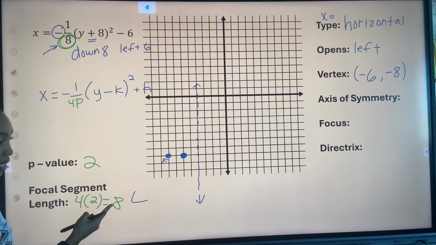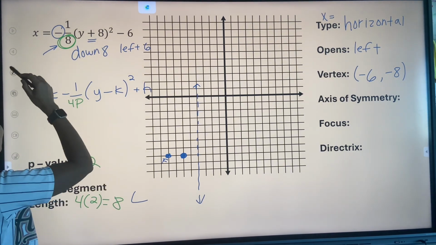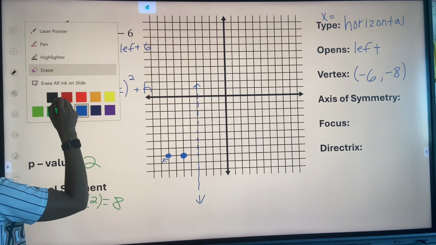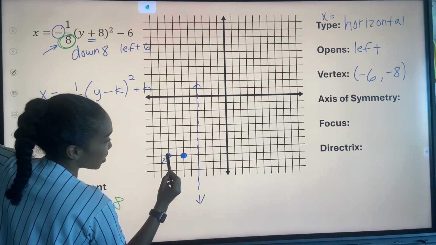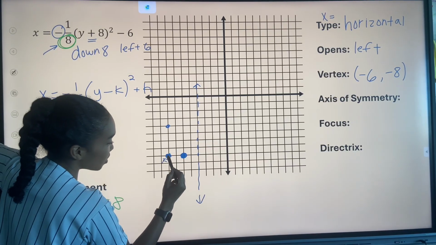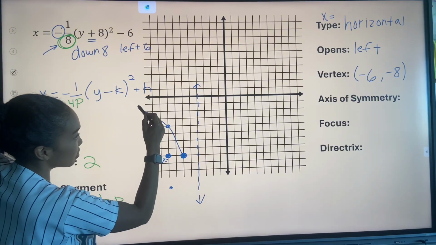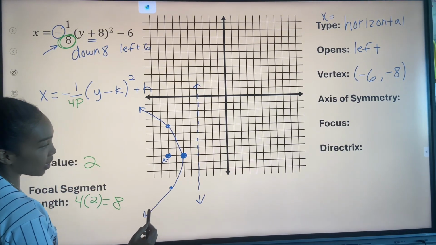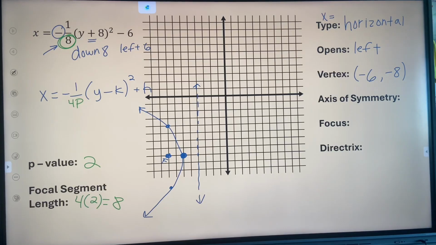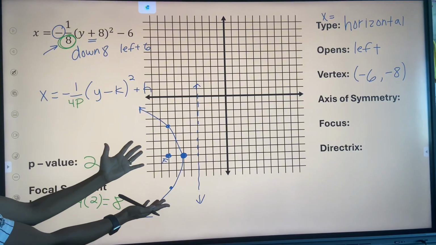Okay, so your focal segment is 8. So from the focus, I'm going to go this way 4 and this way 4 to create 8 total. And it goes like this because it's opening to the left. Oh, and then you would just connect it. All right, so that's my graph.